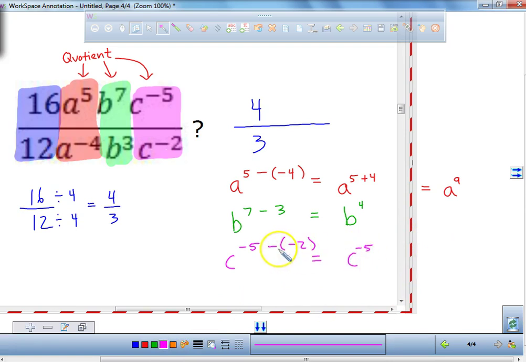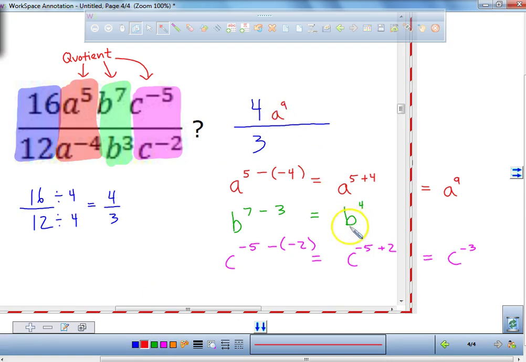And the last one over here, we have C to the negative 5. Well, what am I going to do? What's a negative and a negative? It makes a positive. That's right, plus 2. Ooh, kind of tricky. Negative 5 plus 2 is negative 3. You're right. C to the power of negative 3. Now what we're going to do is put everything where it needs to be. You guys see this A to the power of 9? Just put it right up here.